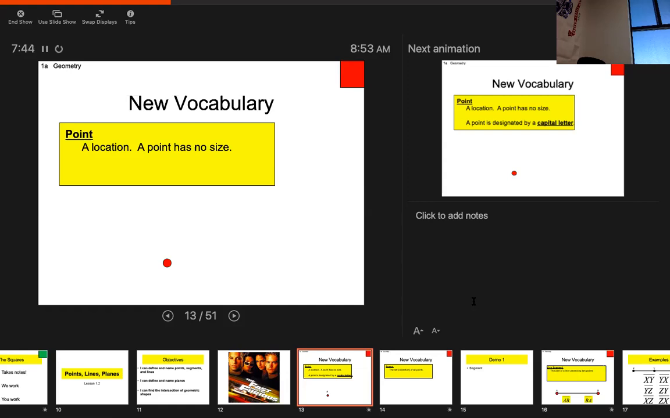It has no size. It has no shape. You can draw your points as any, if you want to draw little teddy bears for your points, go for it. It's going to take you forever to do your homework, right? We do a circle because it's easy, and most of the time we put a dot. That is a point, but the key here to remember is it's a location.